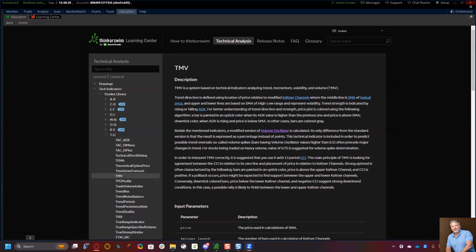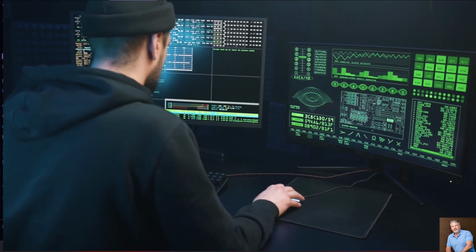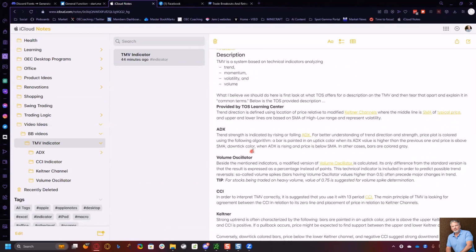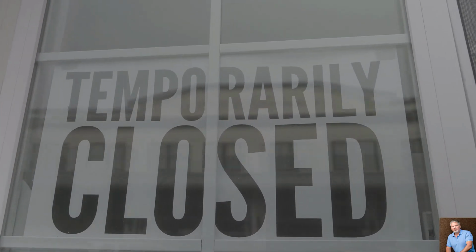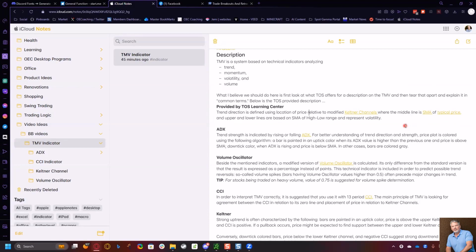So I went ahead and I wrote up some notes. I'm going to bring this over. All right, so I got the TMV indicator here with a couple of notes that I just highlighted some of the more important parts, and then I filled in some of the missing pieces. As written by Thinkorswim, they're using Keltner channels with the middle line being an SMA of typical price. Now that's important because a lot of indicators use close price, but this one is using typical price. To understand what that means, you have to have some background in indicators or go in and read the code. What they're doing is using an average of the high, low, close divided by 3.